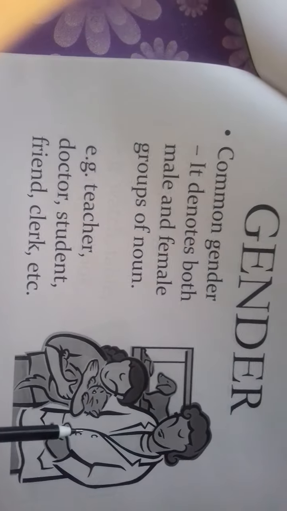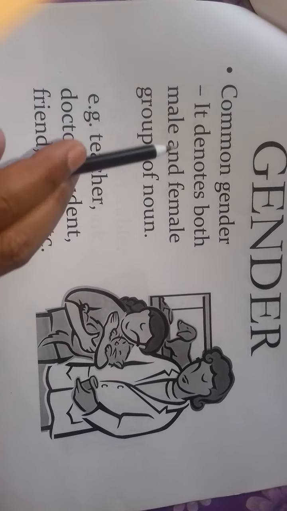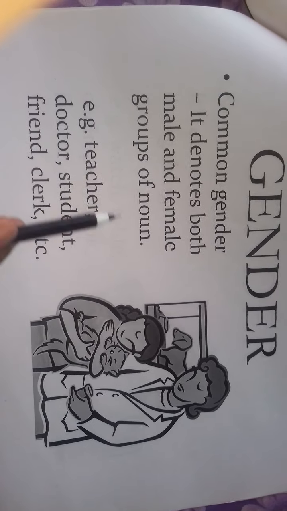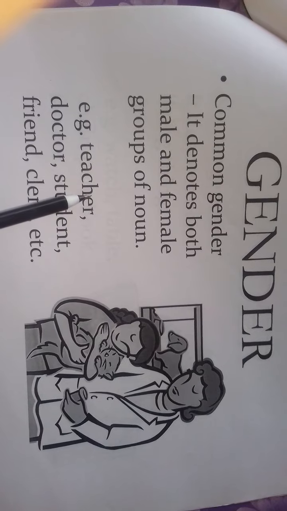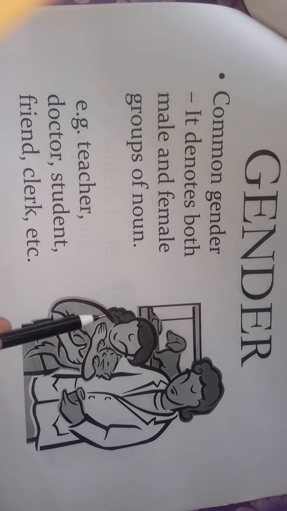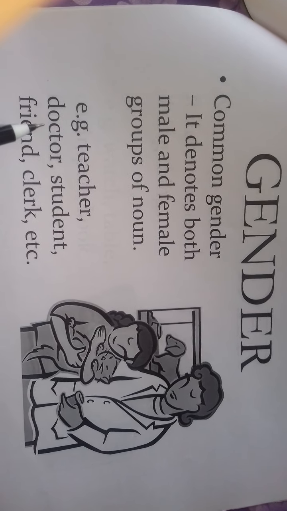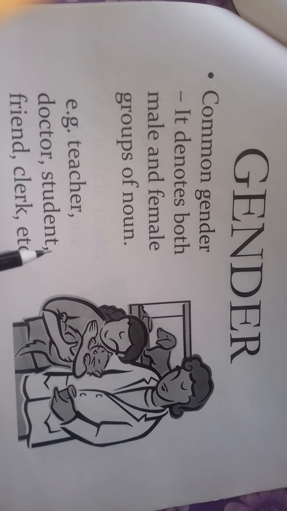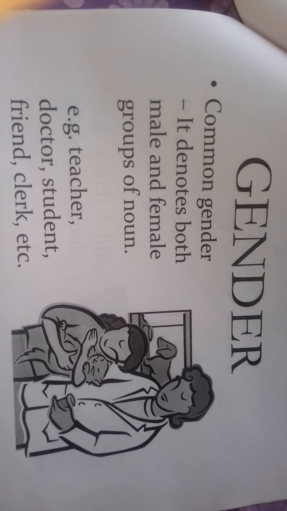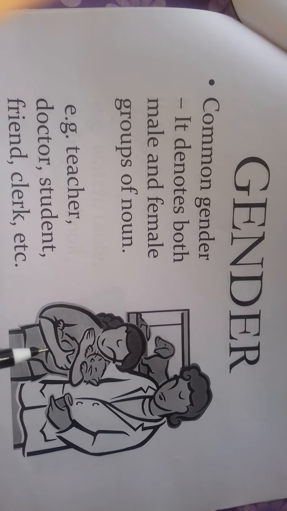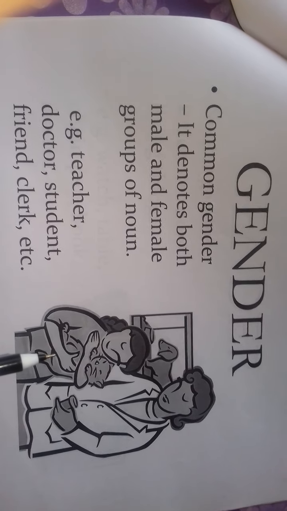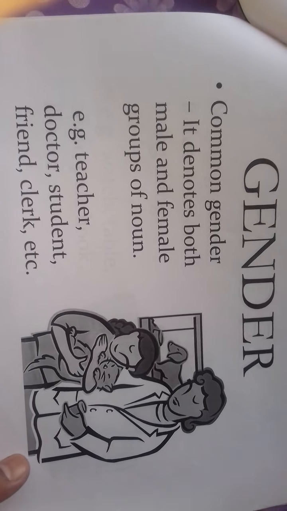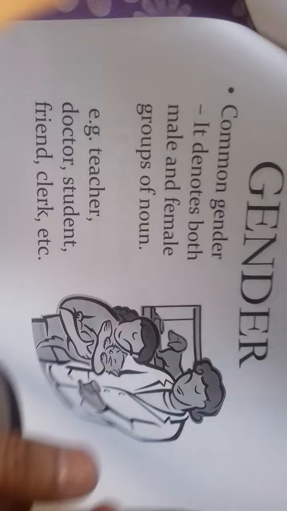Now we should come to common gender. Common gender, it denotes both male and female groups of noun. For example, teacher. A teacher may be male or female. Doctor, it may be male or female. In the same way, student may be male or female. Friend and clerk are other examples of common gender. It means both male and female are present in this group.